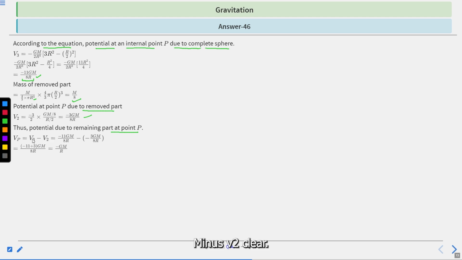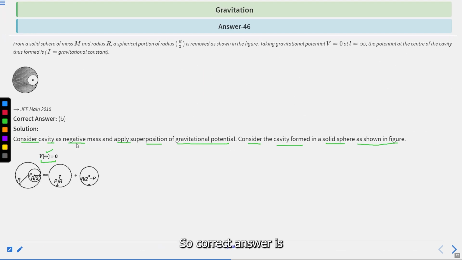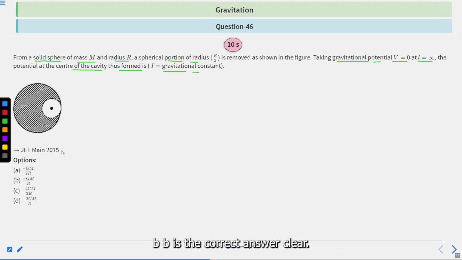Thus the potential due to the remaining part at point P is Vp equal to V3 minus V2. This is the potential due to the remaining part at point P. Solving this term, you will get minus GM divided by R. So the correct answer is B. B is the correct answer.